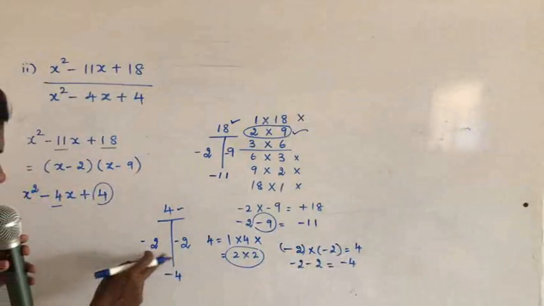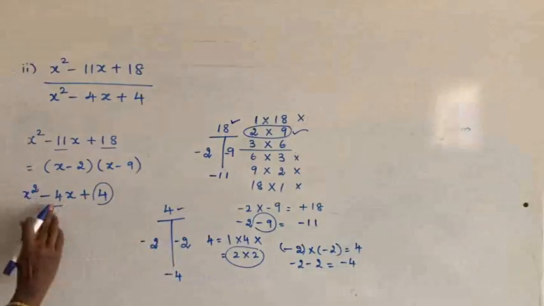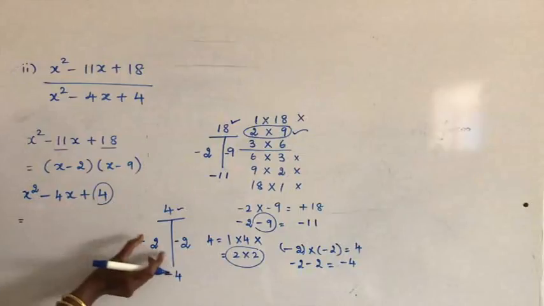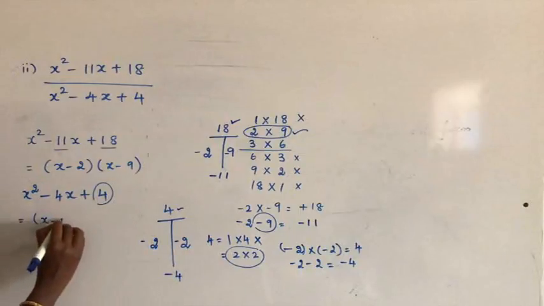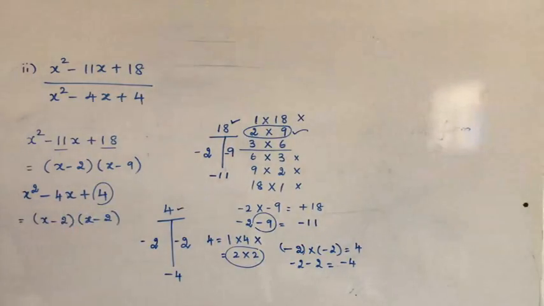So what are the factors we have got here? Minus 2, minus 2. So let's write over here the factors, just copy these answers: x minus 2, x minus 2. So we have factorized the numerator part and the denominator part. Now let's assemble them together. So now what do we get over here? Let's see.